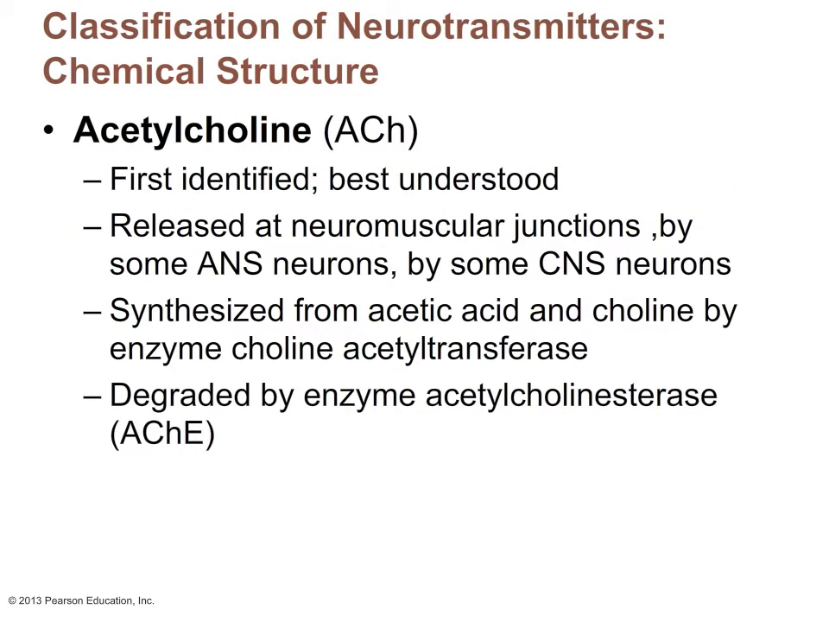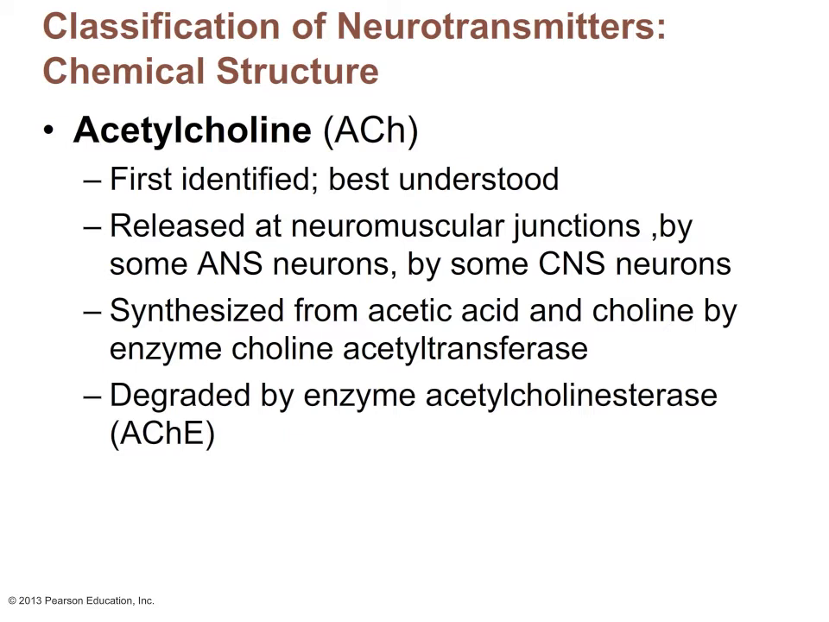Probably the best known neurotransmitter is acetylcholine, abbreviated ACh. Acetylcholine was the first neurotransmitter to be identified, and thus it's the best understood. It is released at the neuromuscular junctions, which we talked about previously, and also within some neurons of the autonomic nervous system. Now, acetylcholine is synthesized from acetic acid and also choline by an enzyme called choline acetyltransferase. This isn't really important, but what is important is that it's degraded by an enzyme called acetylcholinesterase.